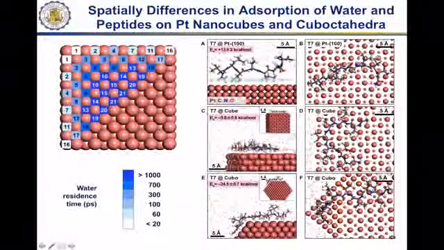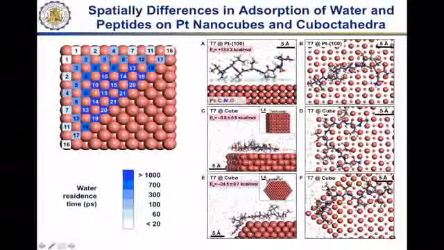Yeah. So some other insight that we can gain from these models is if we have nanocrystals of a different shape, then we can see how the adsorption of solvents or other molecules depends on the location on the facet. For example, water molecules that are adsorbed to the center of a nanocube have a much longer residence time, a much stronger adsorption energy than, say, water molecules at the edges.